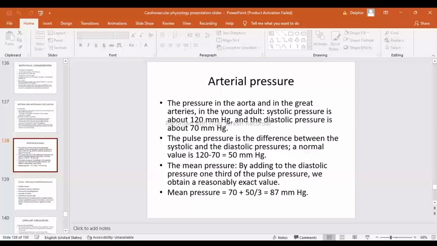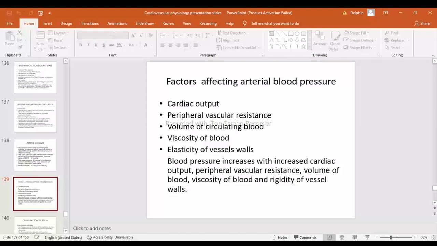And there are some factors affecting arterial blood pressure. Remember, you have the cardiac output. Once the cardiac output increases, the blood pressure rises. And this can lead also to hypertension. We have also peripheral vascular resistance. If you have a resistance to blood flow, you can also have hypertension. If the resistance is reduced in the case of vasodilation, if the vascular tonus is low, you can have hypotension.